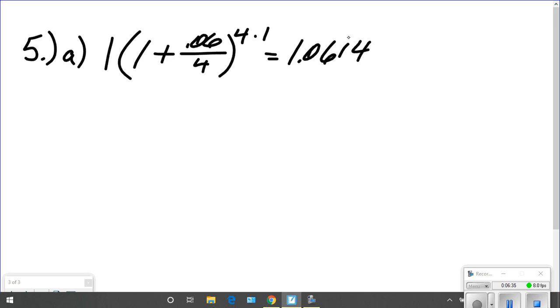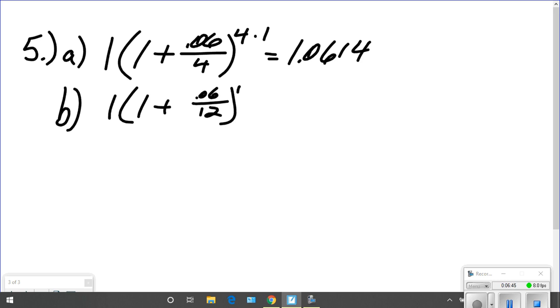10614. Okay? So now let's do monthly. For monthly, it's just going to be 12. 1 plus 0.06 over 12, to the 12 times 1, because it's 1 year, y'all. In my calculator, 0.06 divided by 12, hit equals, add 1, hit equals, take it to the 12th power, hit equals, and then multiply it by 1 again, and I got 1.0617-ish.